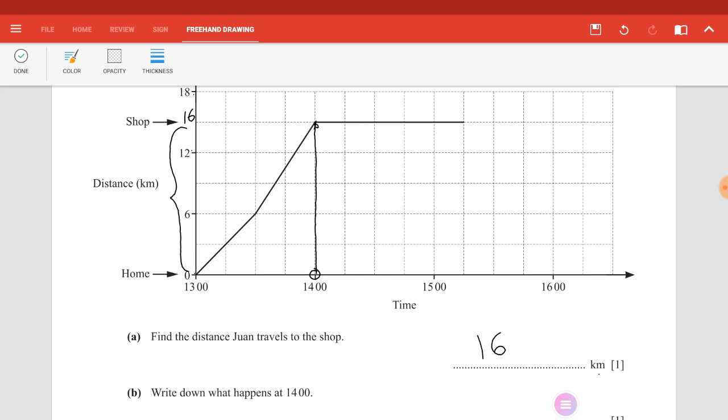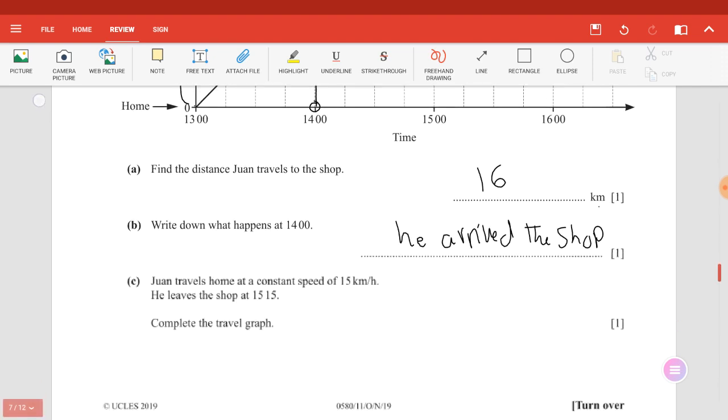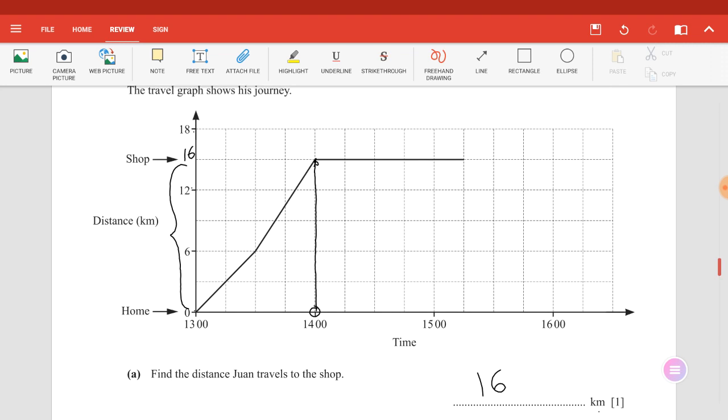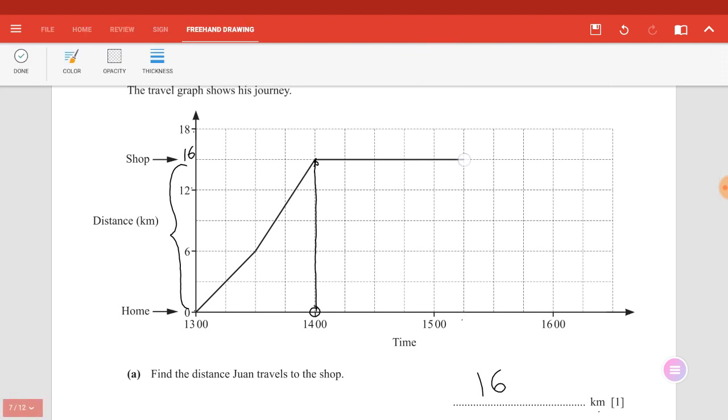We think that he stopped at the shop, or he arrived at the shop. John travels home at constant speed, 15 kilometers. He leaves the shop at 15. This is 15.